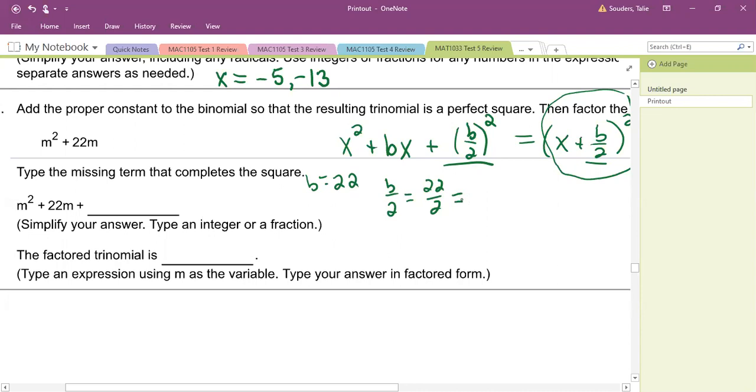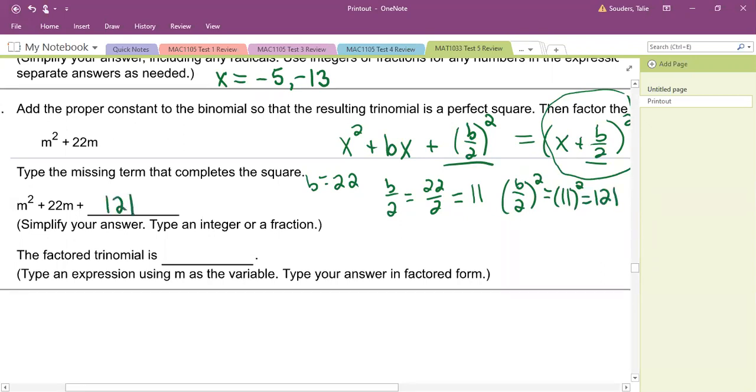Okay, I think I heard it. 11. 11. Okay, my computer must have cut out. Sorry.